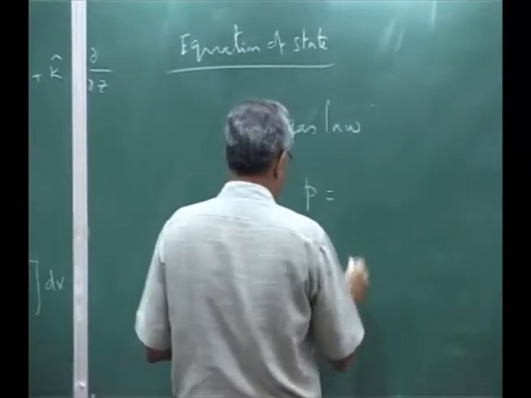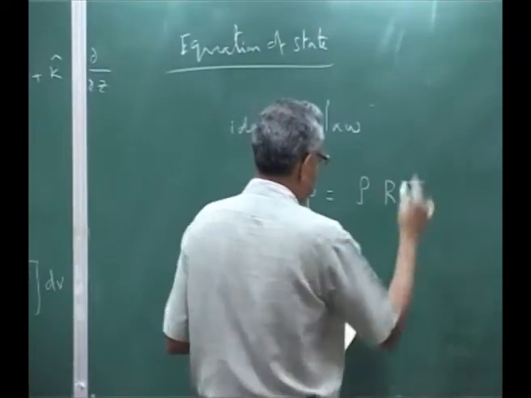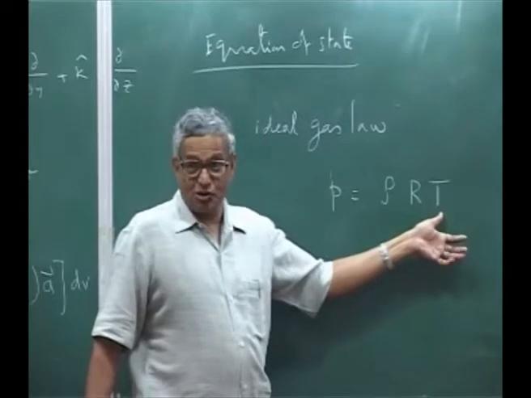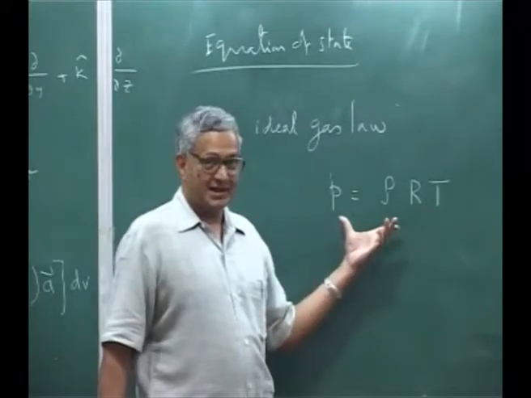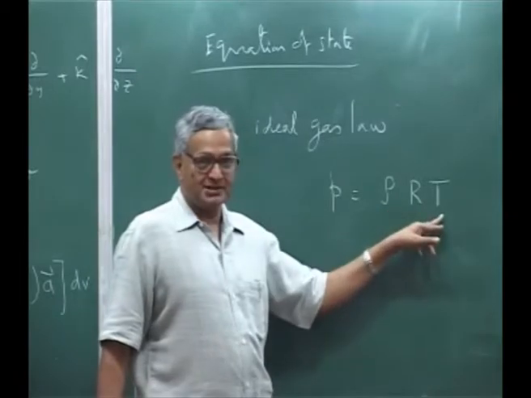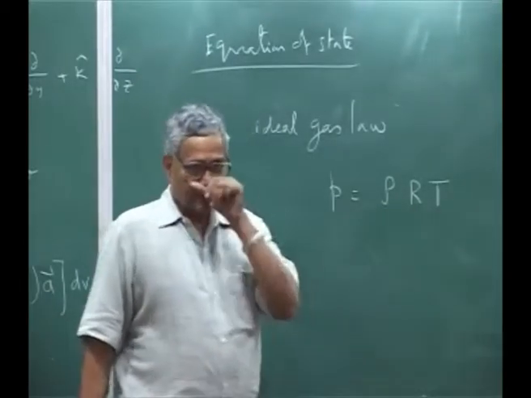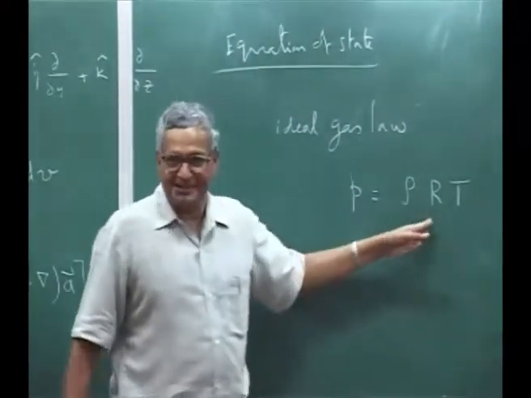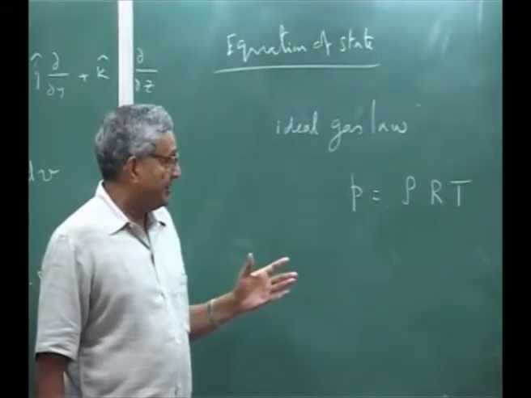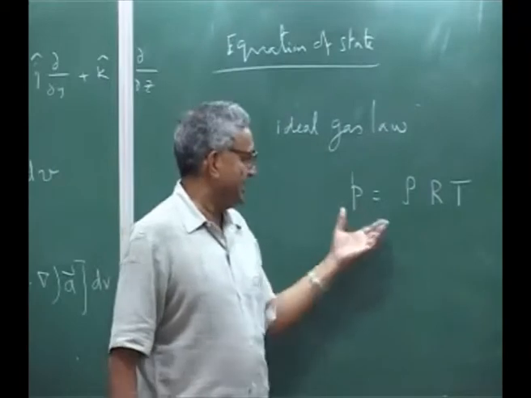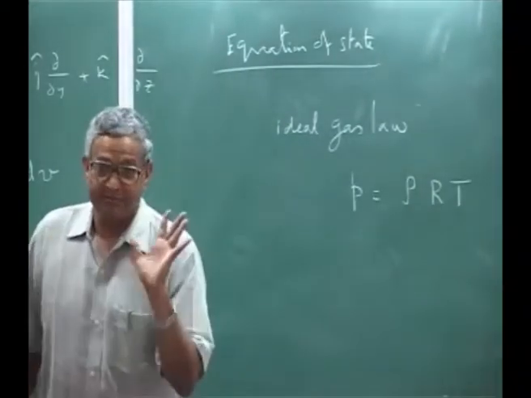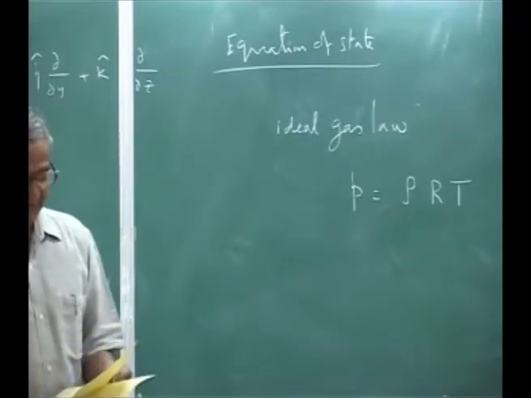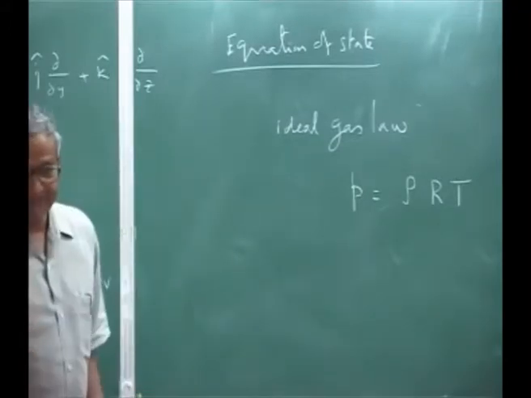P is rho R T. R is the gas constant, T is the absolute temperature. So you see this relates pressure, density and temperature through some gas constant. You can relate it to the universal constant, otherwise for dry air it is 272, some number. Now this is the ideal gas law, you think it is applicable, and that is the key. You have to assume that it is applicable for our equation.